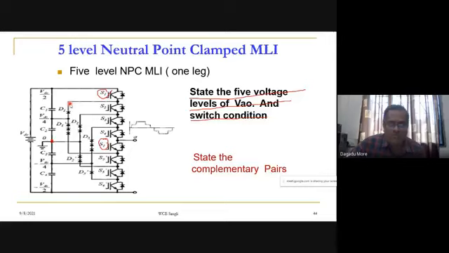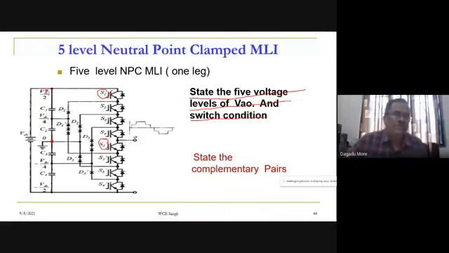How many blocking diodes are required? We have seen that 12 blocking diodes are required: 4, another 4 and 4 for each part. And we have seen the circuit. Here our DC link is now split into 4, so each capacitor has a voltage equal to VDC by 4.